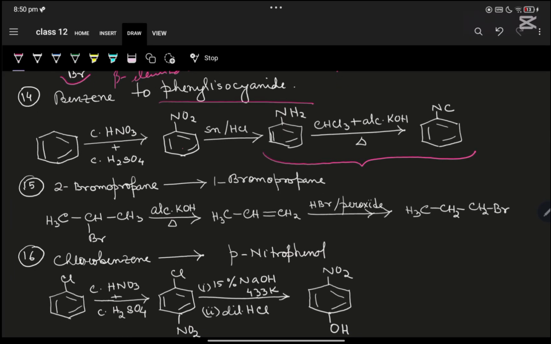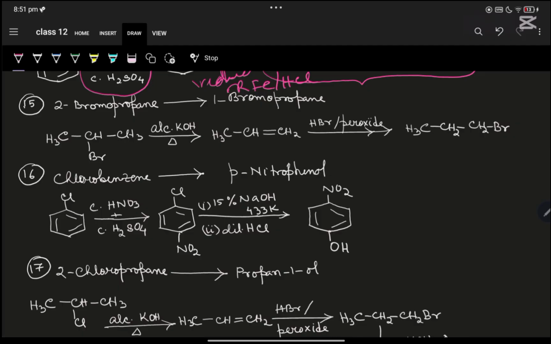So here what is happening is you are getting benzene to nitrobenzene, nitration. For this you need nitrating mixture. You just cannot give concentrated HNO3. Along with that you need concentrated H2SO4. Because if you don't give H2SO4, you will not get the electrophile, which is NO2 plus. Then you do reduction using Sn/HCl, or you can also use Fe/HCl. If you are used to writing Fe/HCl, then do that, get aniline, and then you do carbylamine reaction. So this is CHCl3 and alcoholic KOH, heat. You will get isocyanide.